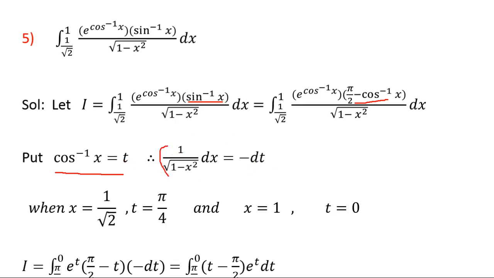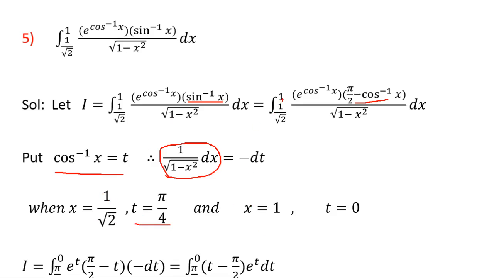Why? Because I want the value of 1 upon root 1 minus x square into dx. So for dx upon root 1 minus x square, I will put minus dt. Now, limits. These are values of x. The initial value or lower limit of x is 1 by root 2. So when x is equal to 1 by root 2, t will be equal to cos inverse 1 by root 2. Cos inverse 1 by root 2 is pi by 4 because cos pi by 4 is 1 by root 2. Therefore, the lower limit of t is pi by 4.